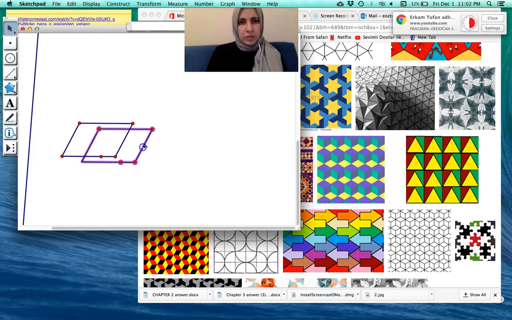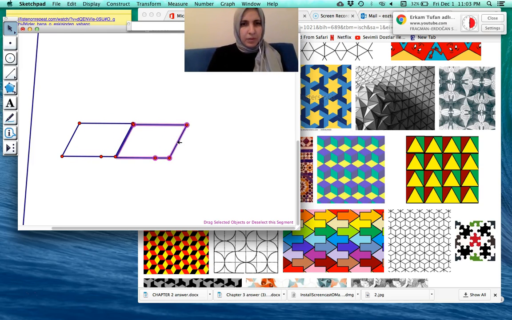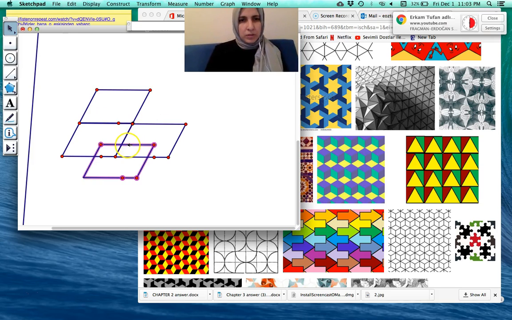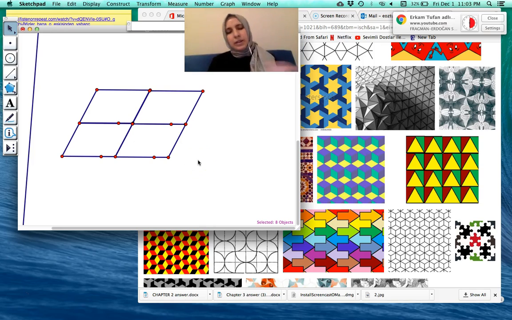There's another one, and I need to carry it. Yes, it fits to each other. And then the other one. Yay! The other one. Yes, it tessellates.